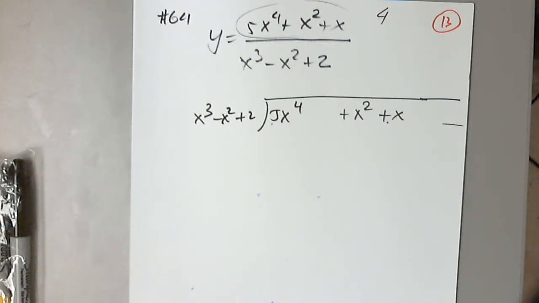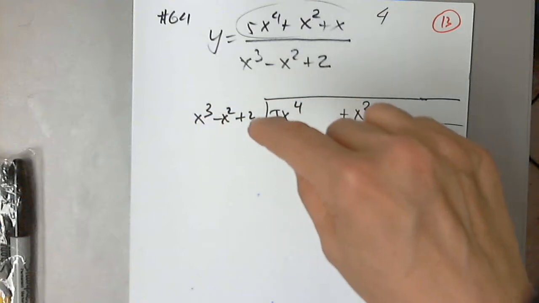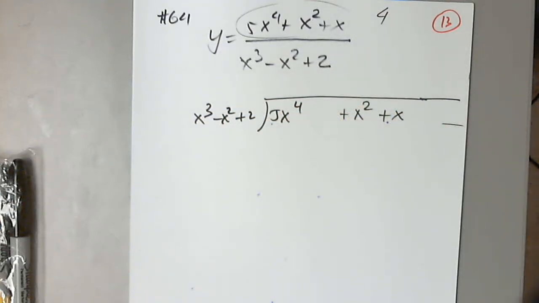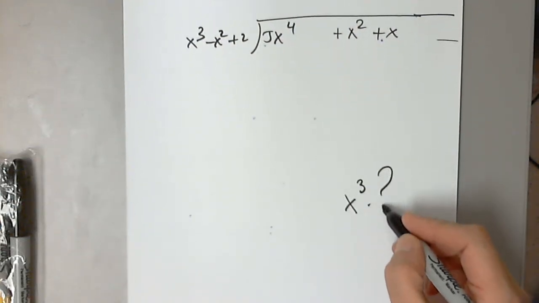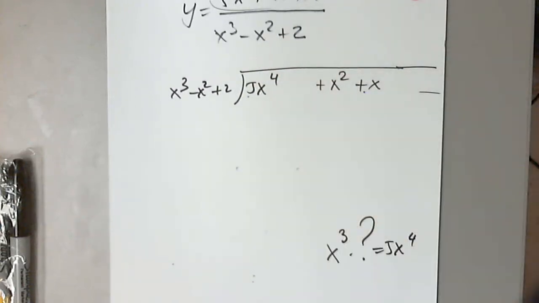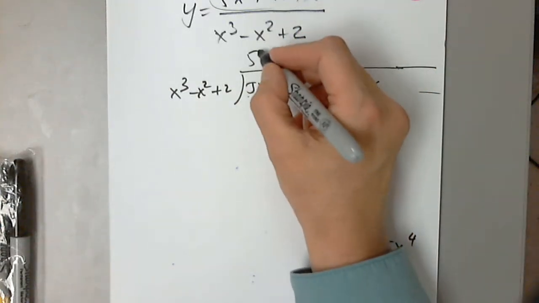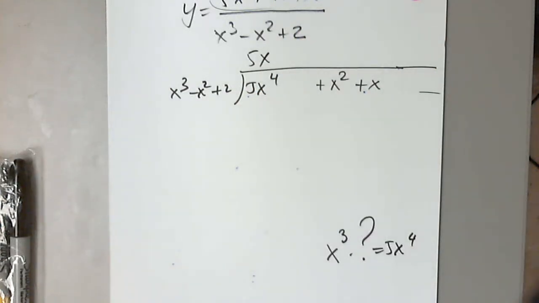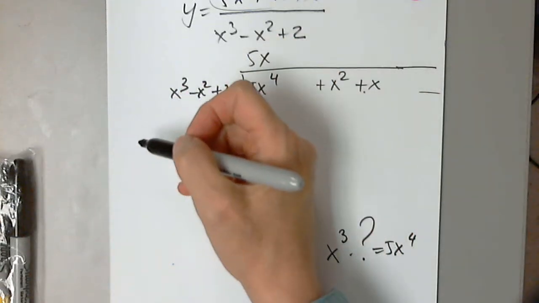So now the first question is, this times what is this? Let's write it on the side. X cubed multiplied by what is 5x to the fourth? At the top, we never lie. Yes. So it's 5x. Remember, the quotient must be a line, must be a linear function, degree 1. So now, I go back and distribute.